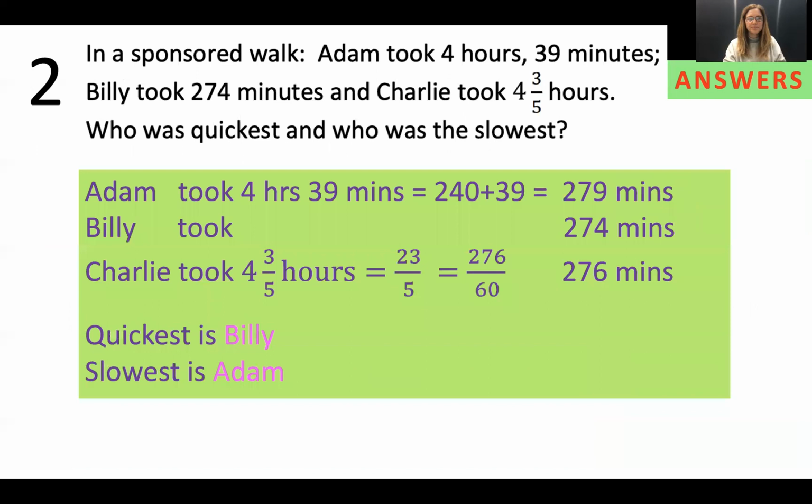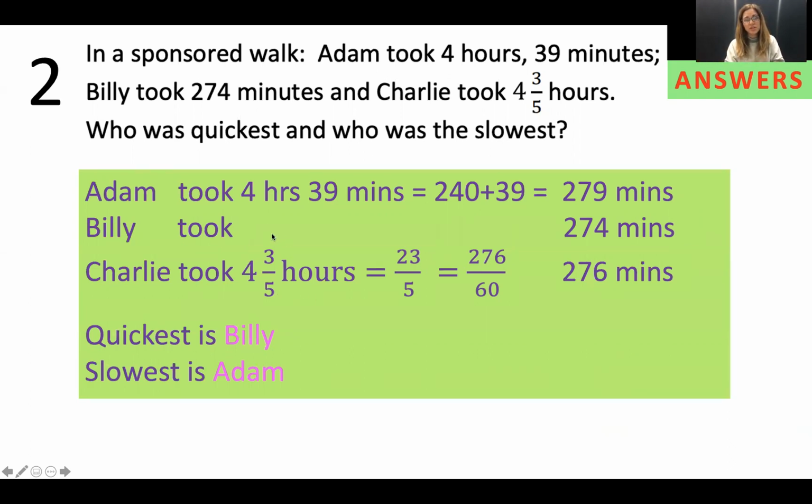Question 2. Okay, so we've got to convert. And I think the easiest thing to do is probably convert them all into minutes. So 4 hours and 39 minutes gives us 279 minutes. Billy is given as 274 minutes. And Charlie is given as a fraction. So we can turn it into an improper fraction and then use equivalent fractions, make 60 our denominator to allow us to convert it into minutes.